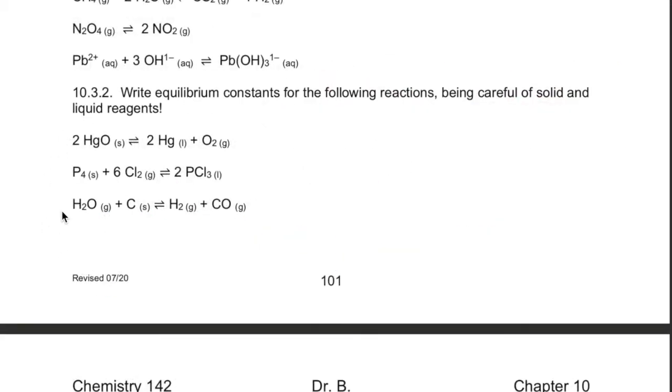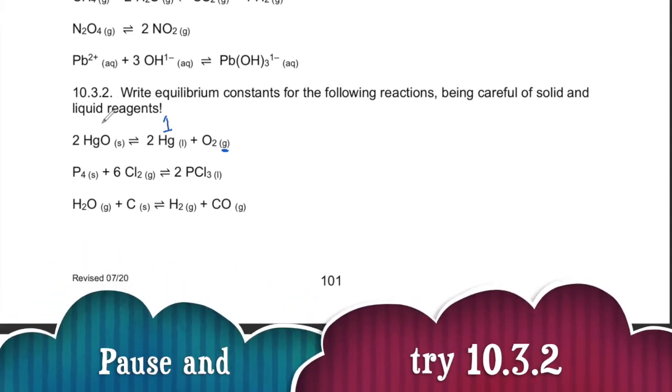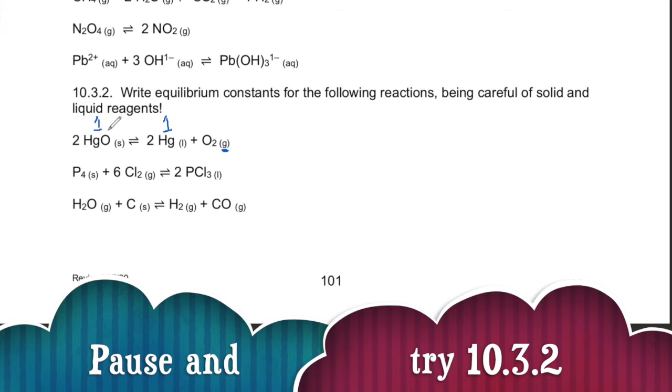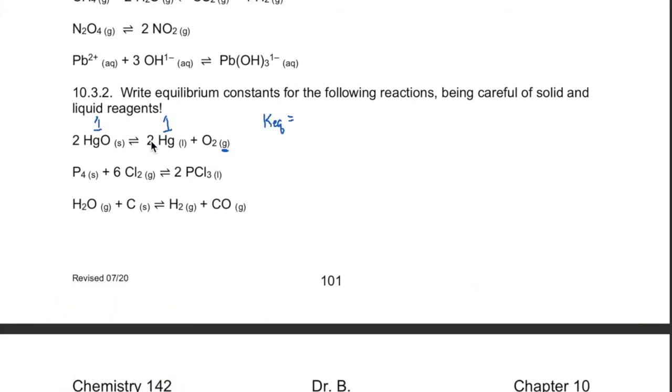All right, we have a couple more examples to try, but this time, not everything is a gas or aqueous. We have some liquid mercury and we have some solid mercury 2 oxide. And so these concentrations are going to be set to 1 by convention. So our products go in the numerator. Concentration of mercury liquid is set to 1.